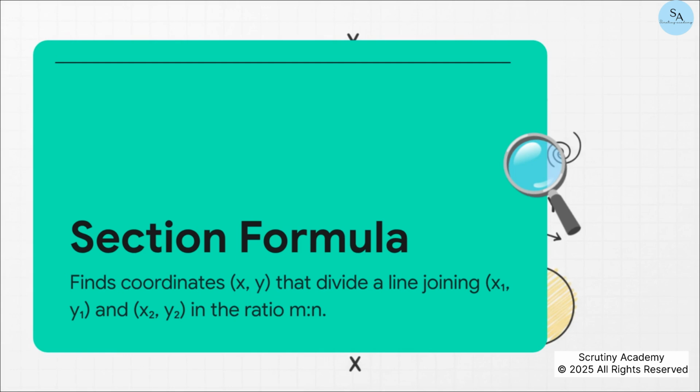To get the new x-coordinate, you take m from the ratio and multiply it by the second x-coordinate, x2. Then you take n and multiply it by the first x-coordinate, x1. You do the exact same thing for the y's. Then just add them up and divide by m plus n.